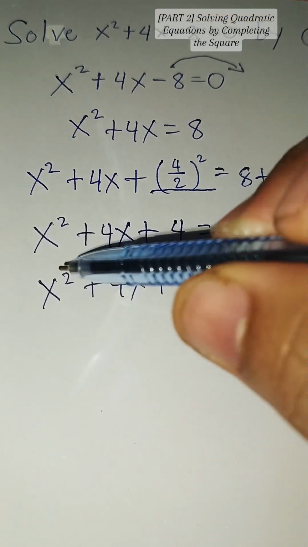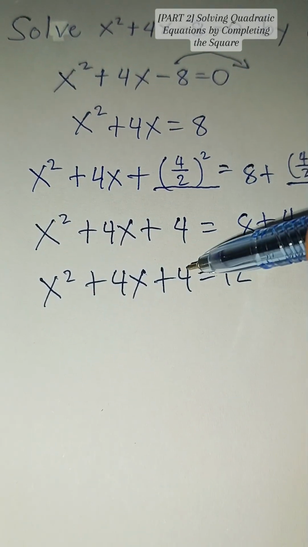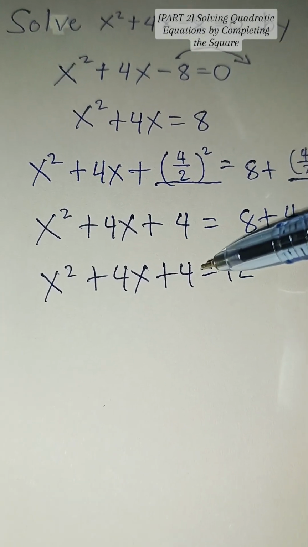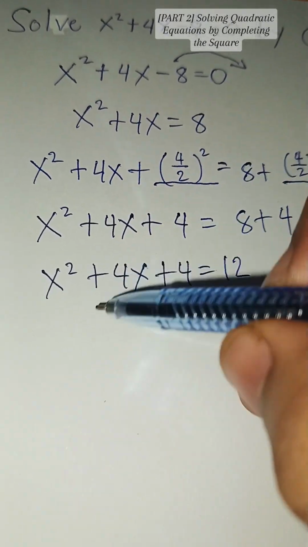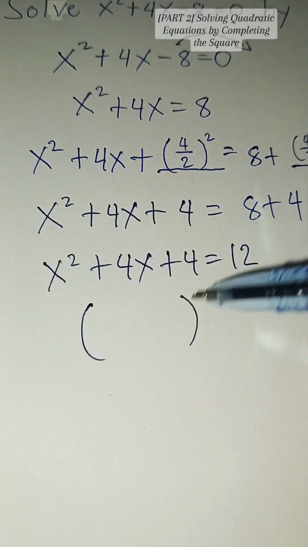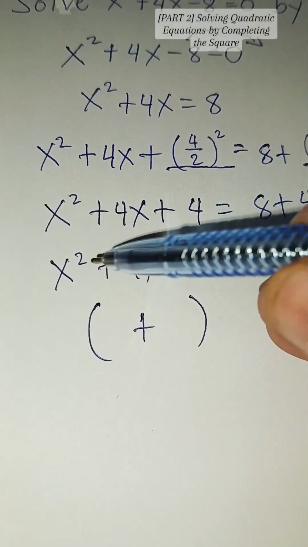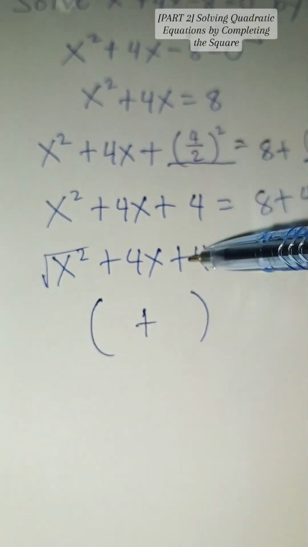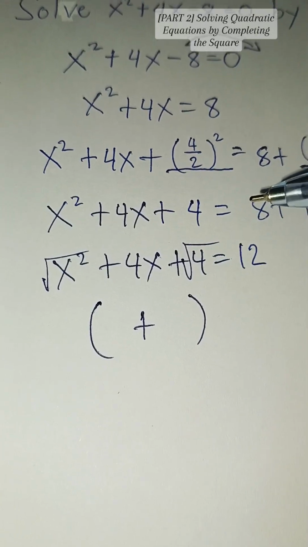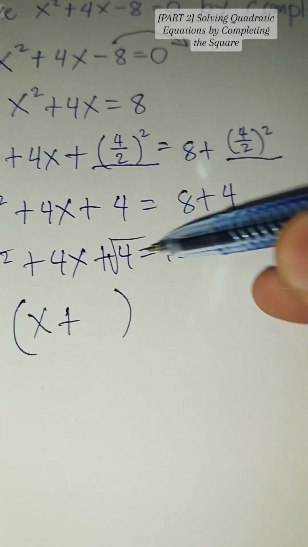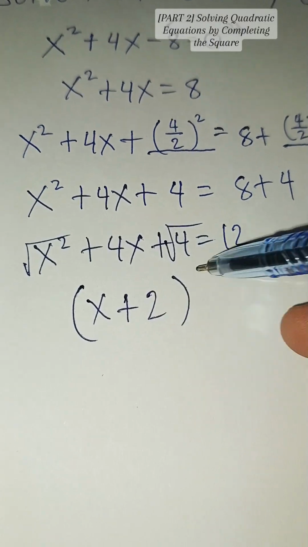Now we will factor this perfect square trinomial into the square of a binomial, the factored form. Since the signs are all plus, we take the square root of the first term and the square root of the last term to obtain this 2. The square root of x squared is x. The square root of 4 is 2, then squared.